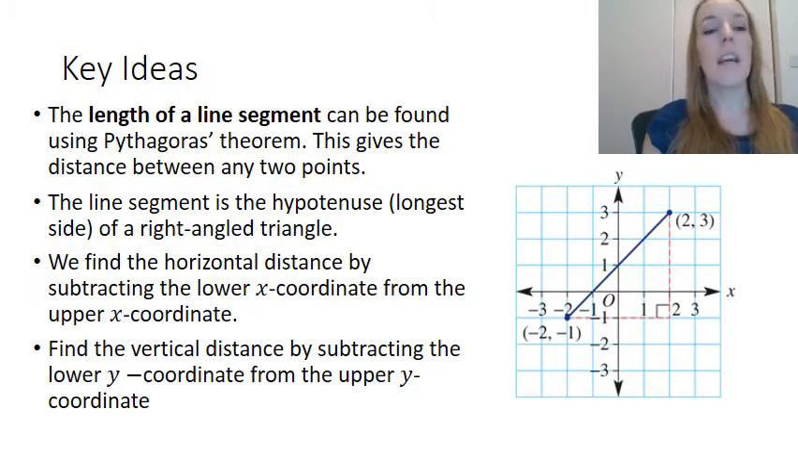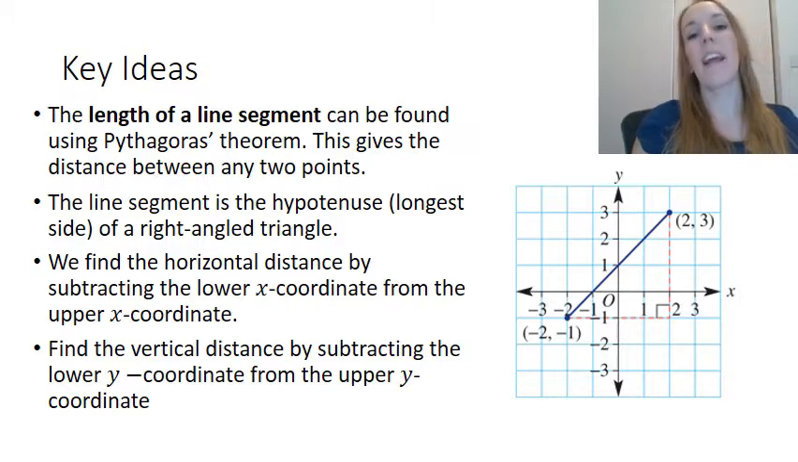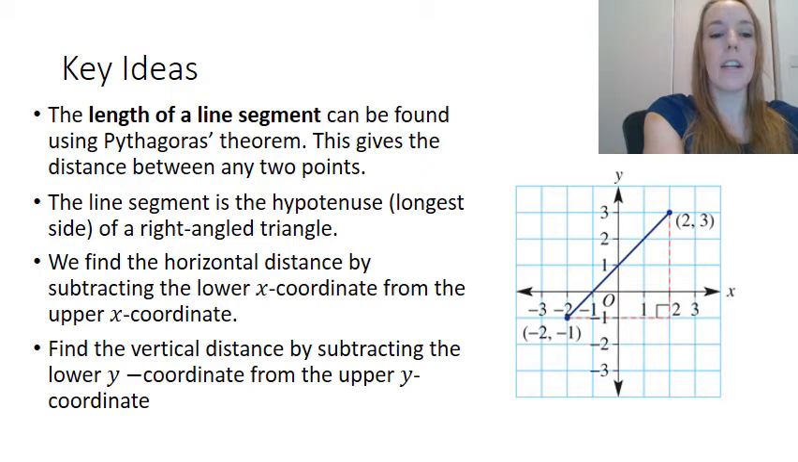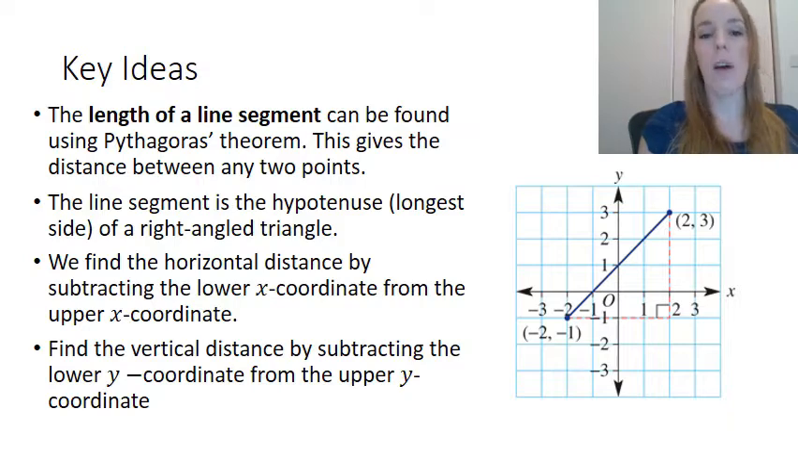Okay, so the length of a line segment. On the picture here, we've got a line segment, and if you wanted to calculate the length of it, we can actually use Pythagoras' theorem. This would give the distance between any two points. So the line segment that you're trying to calculate the length of would be the hypotenuse. Remember, the hypotenuse is the longest side of a right angled triangle.